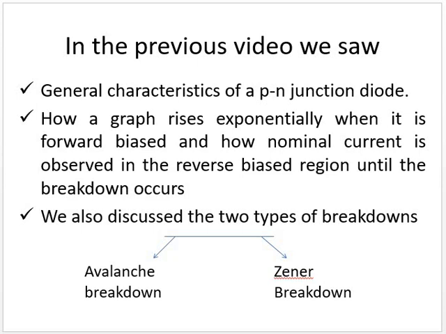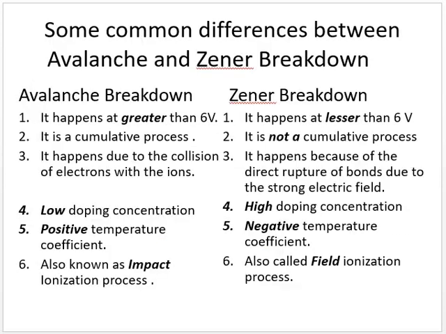Anyways, let's move ahead and discuss some of the basic differences between avalanche and Zener breakdown. Avalanche breakdown occurs at a value greater than 6 volts, whereas Zener breakdown takes place at a value less than 6 volts. In simple terms, avalanche breakdown requires 6 volts or more for the breakdown mechanism to start. Zener breakdown starts earlier, generally at a value of 4.5 or 5 volts.